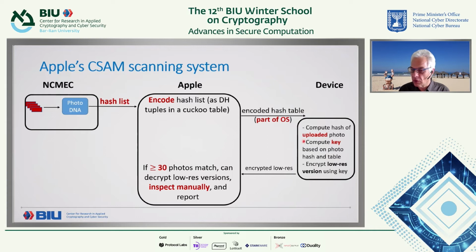Now, this hash is only computed for uploaded photos as part of the upload mechanism. So it's not about photos on my machine, only about uploaded photos. However, most users upload all of the photos to iCloud, but they can choose not to. And then you compute a key. With the key, you encrypt. And only if there are at least 30 matches, but not less, Apple decrypts and inspects manually. So these are some things that they had to focus on in the design.